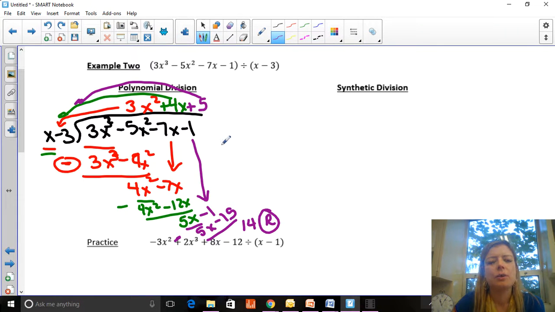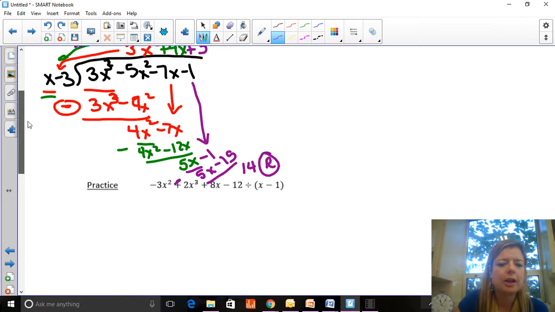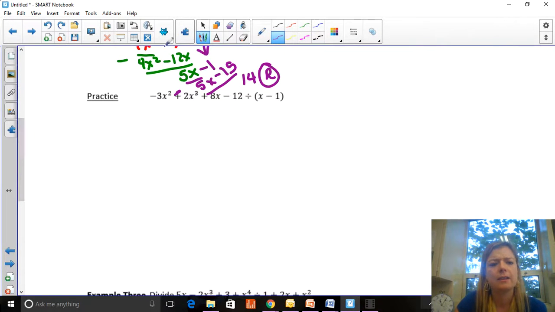Okay, so 3x cubed minus 5x squared minus 7x minus 1 has a dividend of x minus 3. A divisor of x minus 3 has a quotient of 3x squared plus 4x plus 5 and a remainder of 14. Okay, so I want you guys to practice this one.